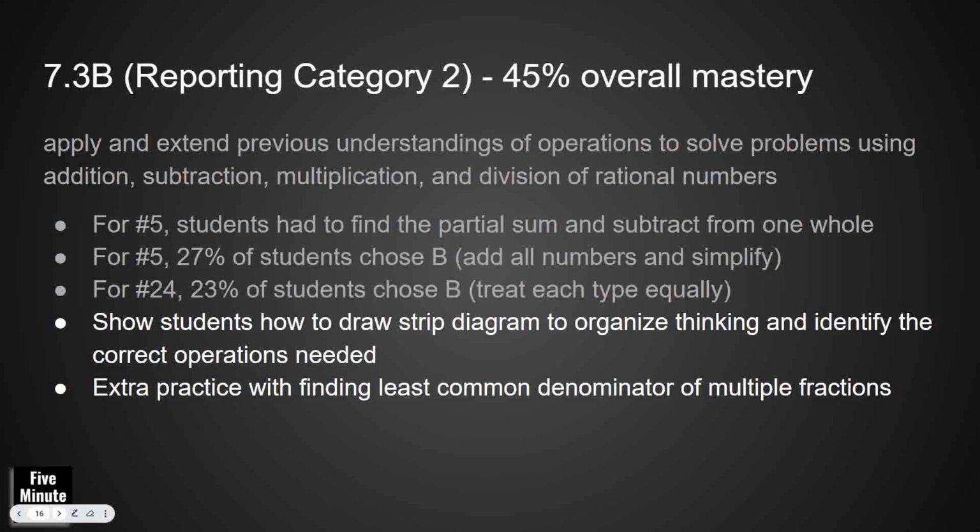So for number 5, students had to find the partial sum and then subtract from the whole. That was the challenge, was finding the 15/16ths, and then they still had to subtract that from the whole, rather than just finding the 15/16ths and then choosing that. Okay. Now, we had 27% of our students choose B.